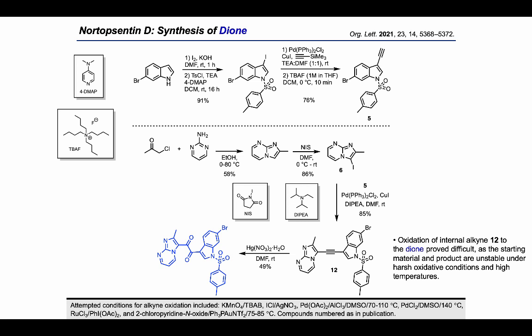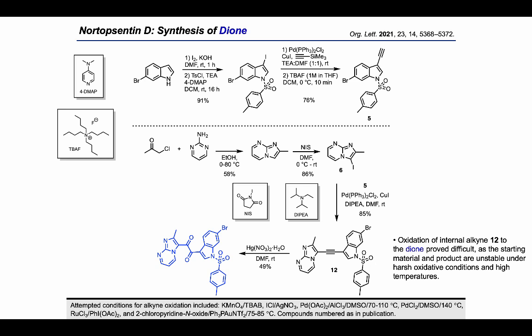Next, I focused on synthesizing the dione, of which I had to start by synthesizing the 2 necessary heterocyclic rings that compose that dione, namely intermediates 5 and 6. To make intermediate 5, I started with 6-bromoindole. I then functionalized the 3 position with an iodide and tosylated the nitrogen using tosyl chloride under basic conditions.